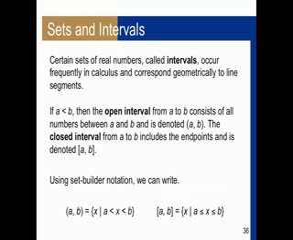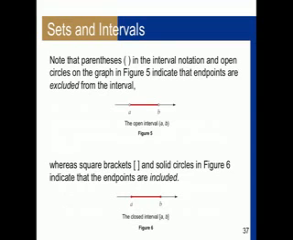Using set builder notation, the open interval (a, b) is the set of x such that a is less than x and x is less than b. Or the closed interval [a, b] is the set of x such that a is less than or equal to x and x is less than or equal to b. Note that the parentheses in the interval notation and open circles on the graph in Figure 5 indicate the endpoints are excluded from the interval, whereas the square brackets correspond to solid circles so that the endpoints are included.